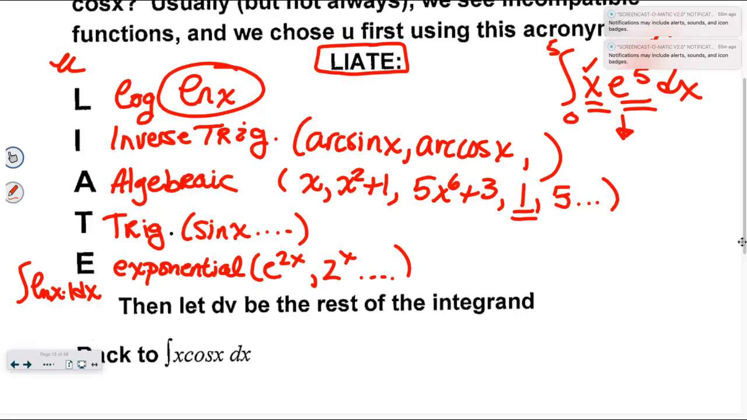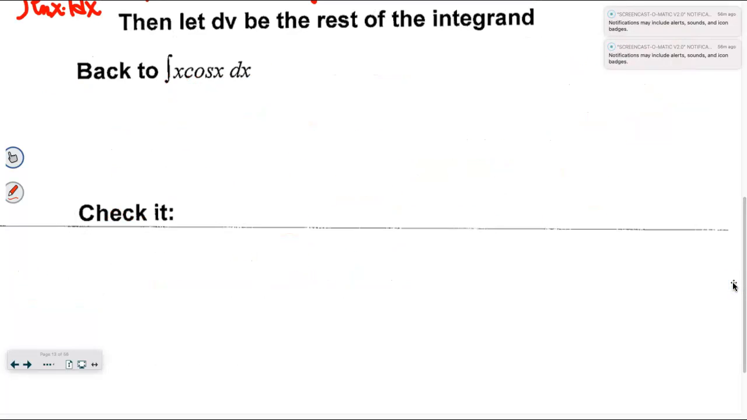And to remember it, just think Liate. So, I told you the model, I told you the hierarchy of who gets to be the U, but you should be really confused still, because we haven't done it yet. Right? So we're going to go back to that original guy that I Wolframed, and I put the answer up there. So can you guys remind me what it was? You go back, it was x sine x plus cosine.